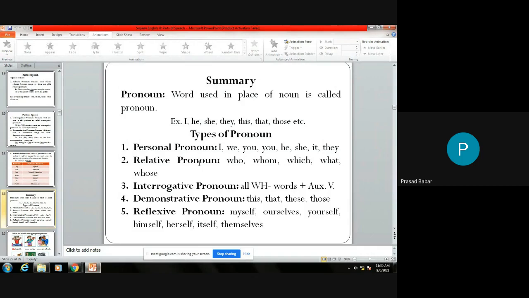Examples of reflexive pronoun are myself, yourself, ourselves, himself, herself, itself, themselves. These pronouns are created by adding self or selves to the personal pronouns. So these are very easy to identify.